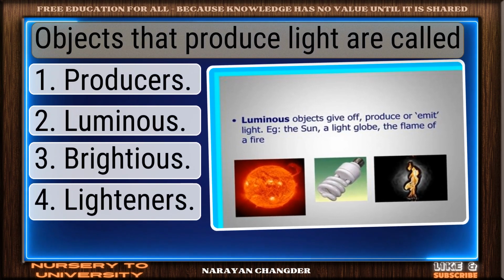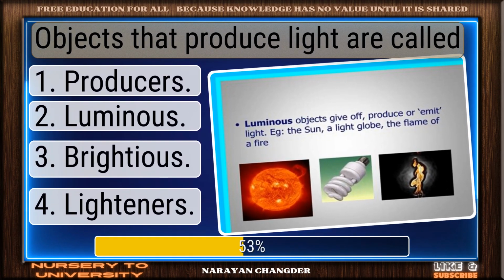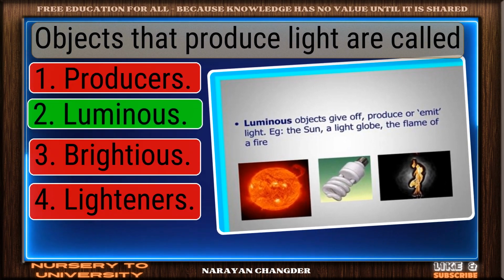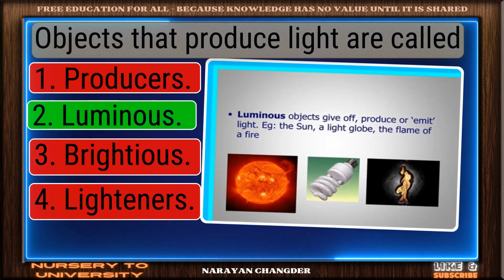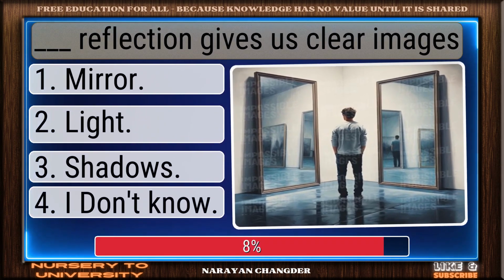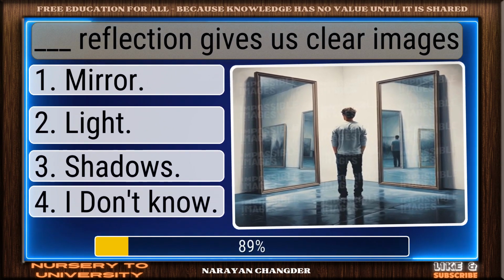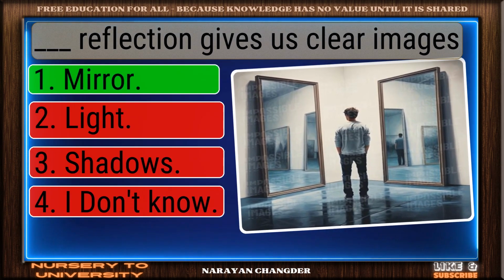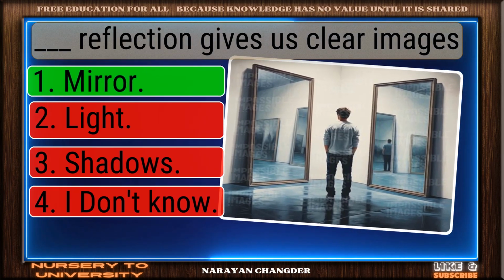Objects that produce light are called? Excellent choice. Luminous is the right answer. Dash reflection gives us clear images. You're right. Mirror is the correct answer.